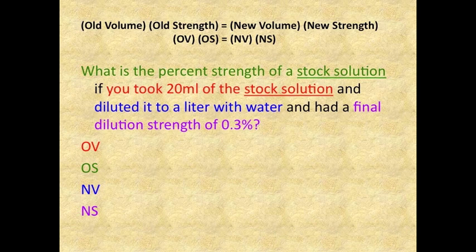Then your new volume and your new strength are always going to be what you end up with, and it's also what the doctor prescribed. So in this case, you diluted it to a liter with water. They're telling you that you added enough water to the 20 mLs to make it up to a liter, and so your new volume will be 1,000 mLs. And a final dilution strength of 0.3 means that is going to be your new strength, and that is color-coded in violet.